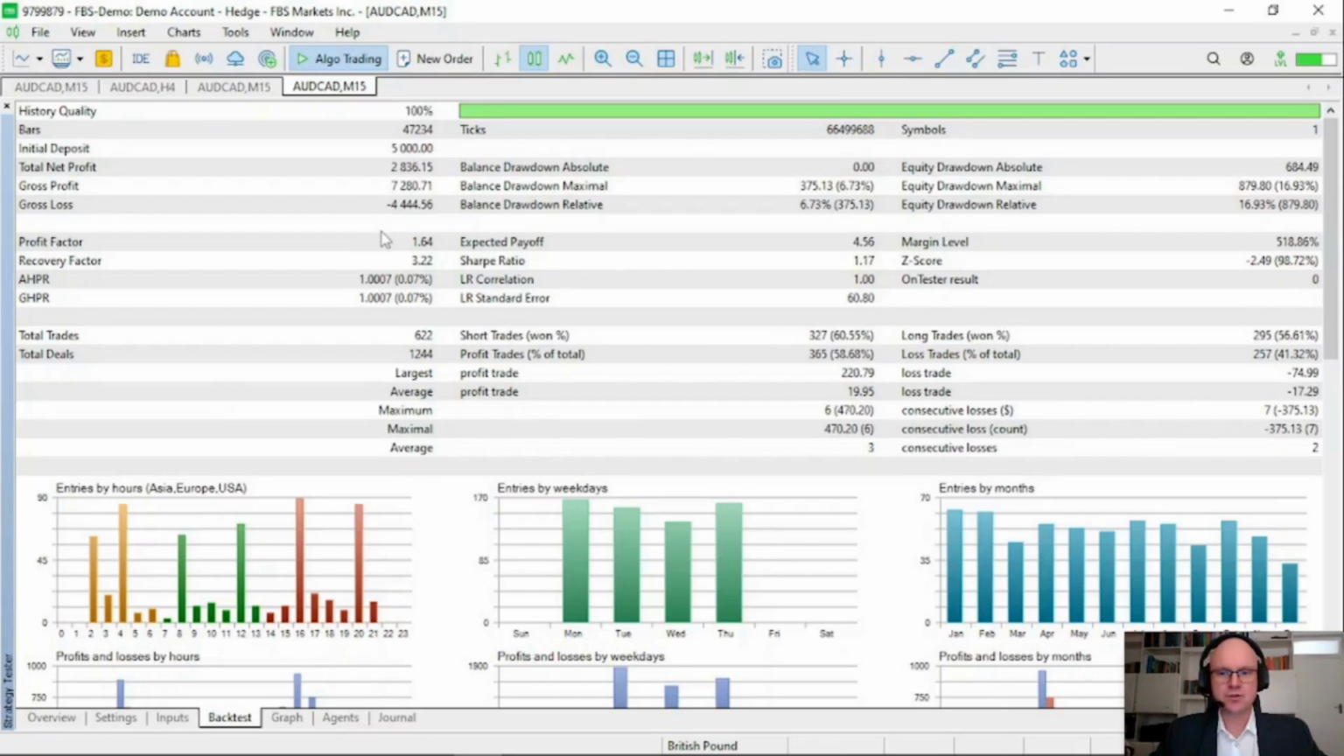Now, if we look at the total quantity of deals, it was 1,244 with 622 total trades and 58.68 of these being winners.